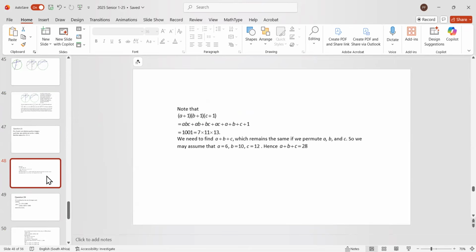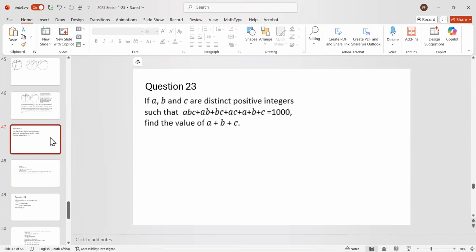Okay, so the next problem that we have is 23. It says that if A, B, and C are distinct positive integers, all right, they are counting numbers, 1, 2, 3, 4, 5, and so on, such that, oh my God, you got some complicated looking thing here. Find the value of A plus B plus C. This looks decidedly difficult, very difficult problem.